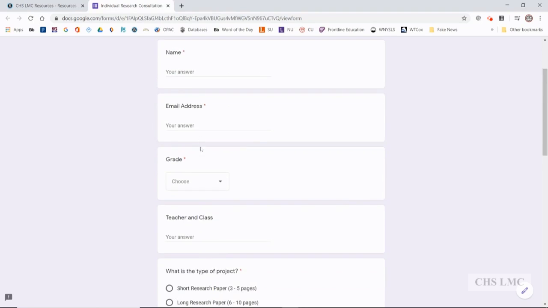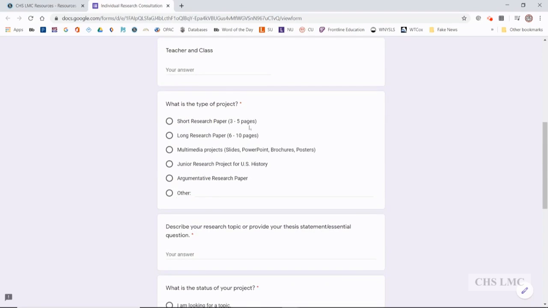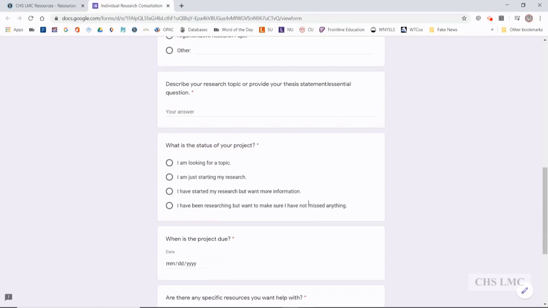So fill out the Google form. It's got your grade level, teacher in class, what type of project. Are you in a short paper, a long-term paper? Is it a multimedia project? Is it your junior research project? Is it an argumentative research paper? Or maybe English 11 or other. Describe your topic here, where you're at.